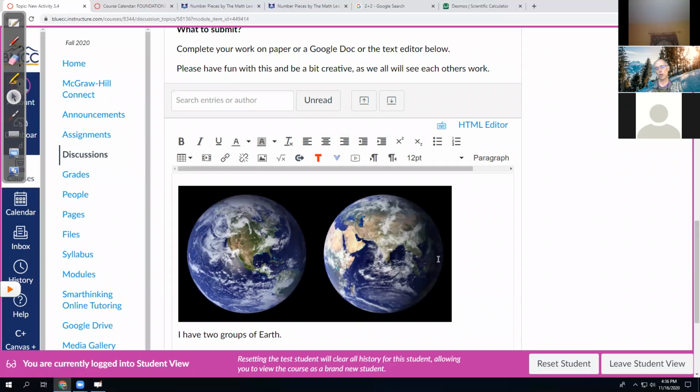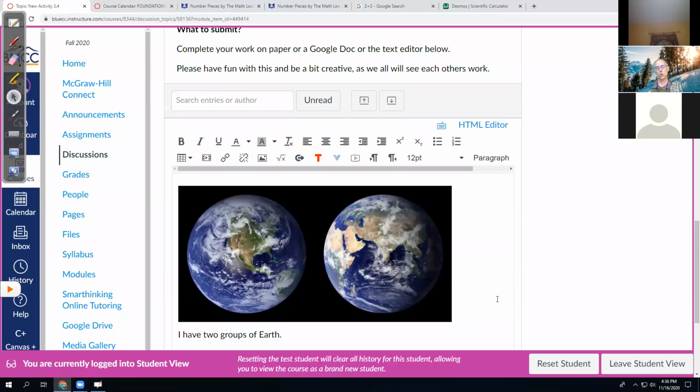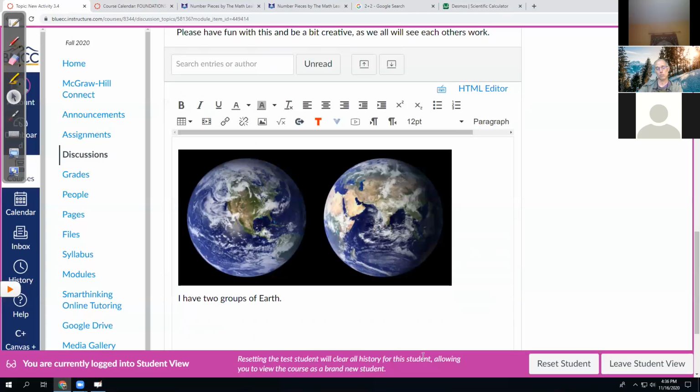If you like doing your work in Google Docs instead, that's totally cool. Just get your URL to your Google Doc and throw that in here. Then make sure that anyone with the link can view it, so that if other people in the class and I want to see your work, they can click the link and actually see it. Or you could just put your stuff right in here. So that's an option too.